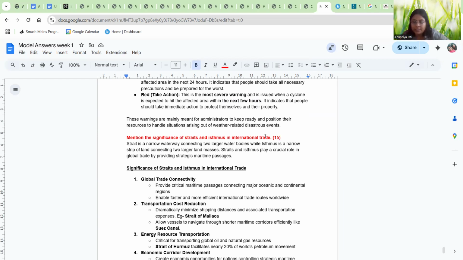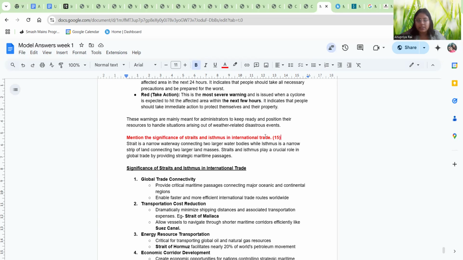After that, you'll talk about the significance of straits and isthmus in international trade. So what will you write here? You can do two things. You can make a table and give the significance of strait and the significance of isthmus, or you can combine the two so that you can deal with one more aspect, which is the challenges.